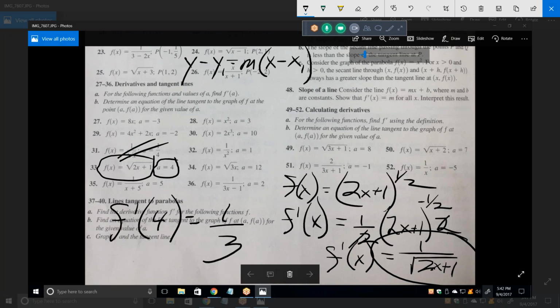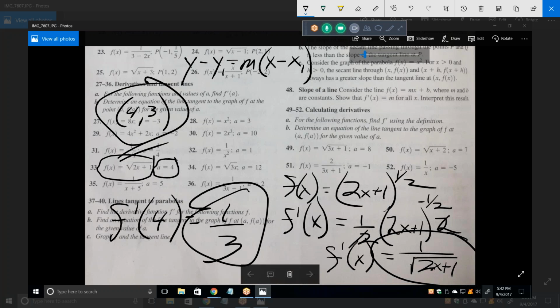In other words, the original function has an x value of 4. So if I want what the y value is there, our point is 4, 3. That's the point where we're finding the equation of the line tangent to that point. Okay, so that's my point, and that's my slope. What's the equation of the line?